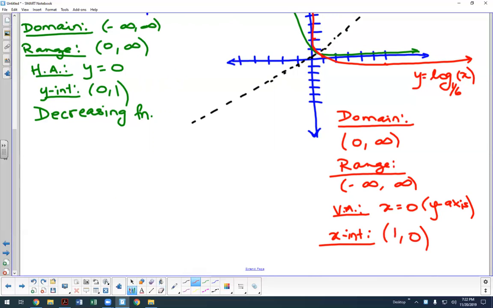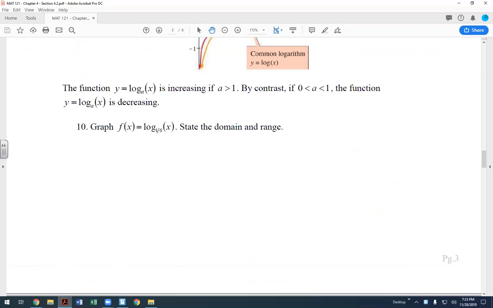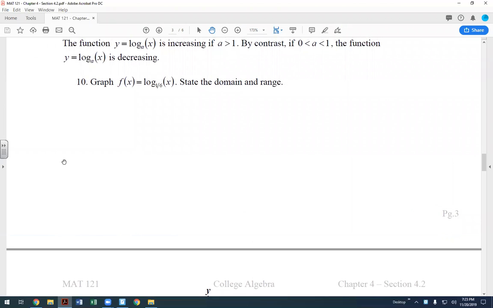And what's happening with increasing or decreasing with the logarithmic function? It is decreasing because as we are going from left to right, our y values will continue to get smaller. So this is a decreasing function, which is what we anticipated since they told us any base between 0 and 1 will give us a decreasing function, which is what we had here. Questions on number 10? Nope.